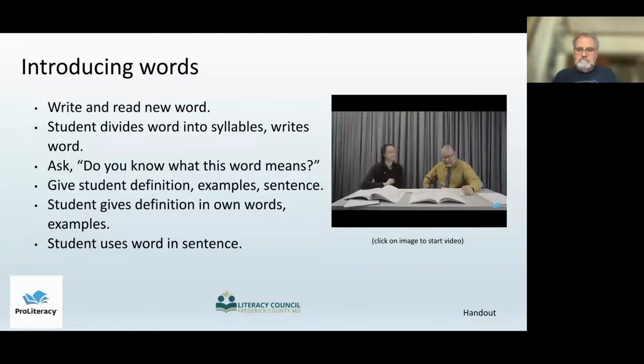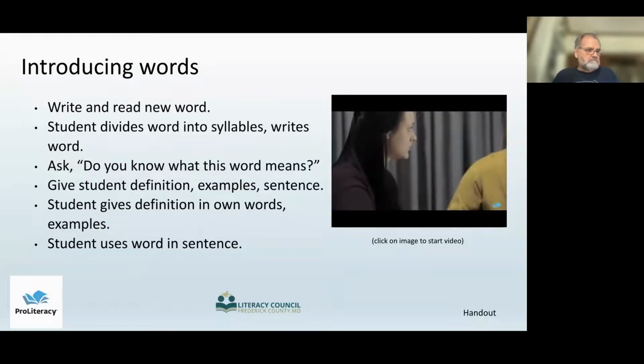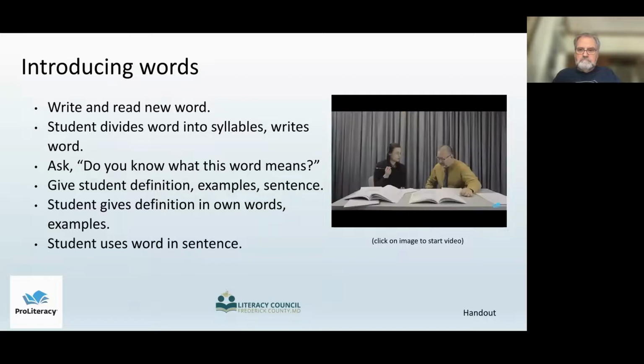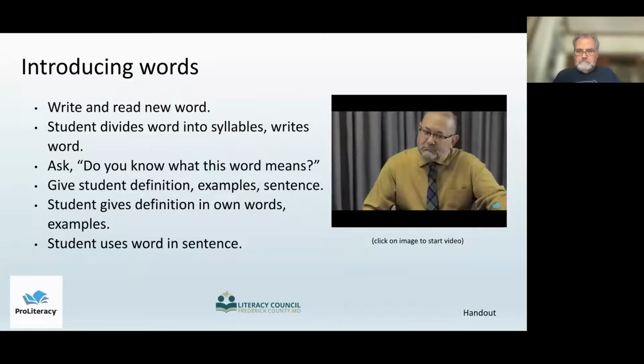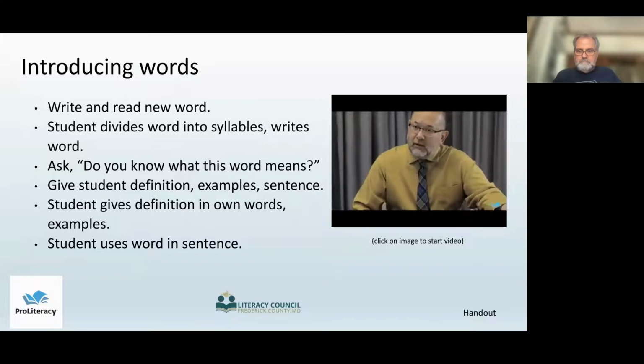Excellent. That's exactly right. Now, say the first syllable and write it for me. Terse. And say the second syllable and write it. Lee. Exactly right. Good job. Now, you said you may have heard of the word tersely or terse before. What do you think it means? I think it means meanly, like to talk to someone meanly.